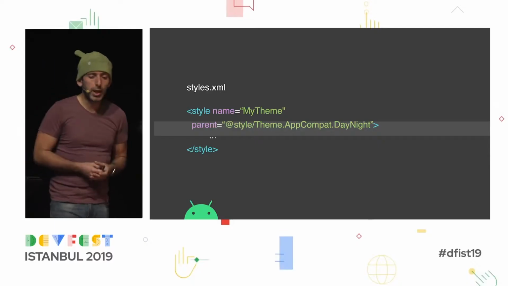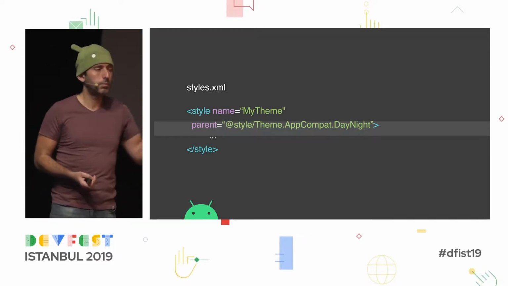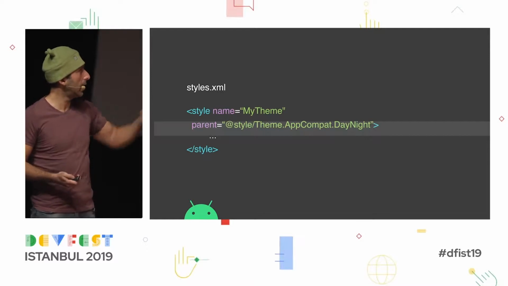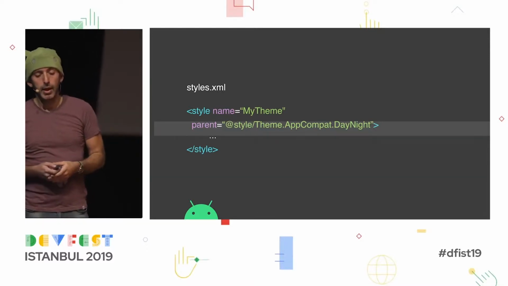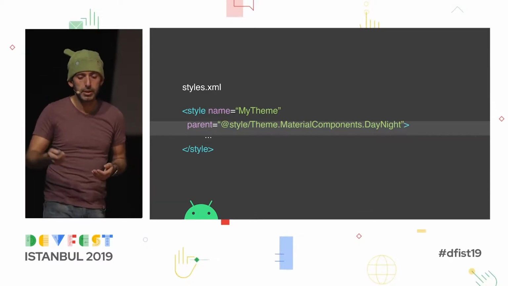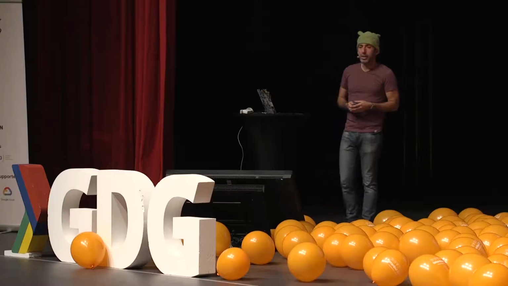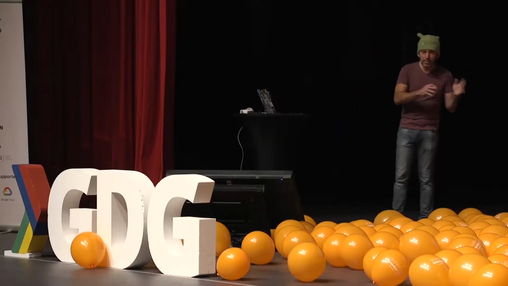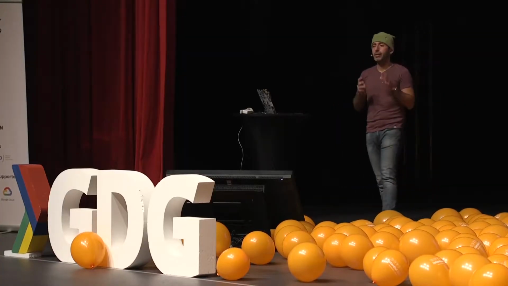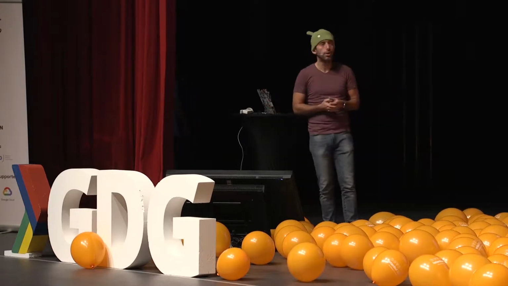And to move to dark theme, the first thing you need to do is, if you're using AppCompat, add the AppCompat day-night. And similarly, if you're using material components, use the material components day-night. And when you do this, that's mostly what you need to do if things are right. But you may run into some issues.